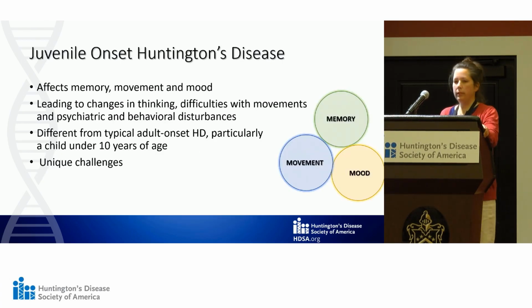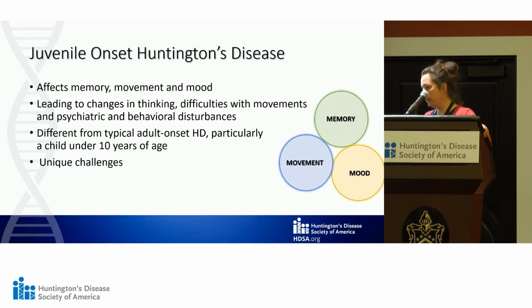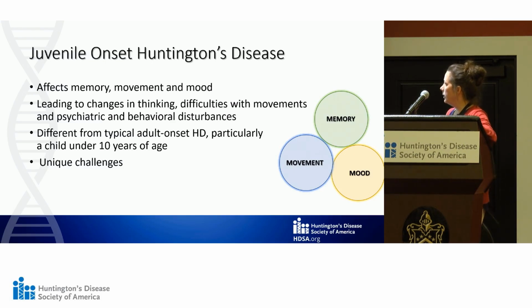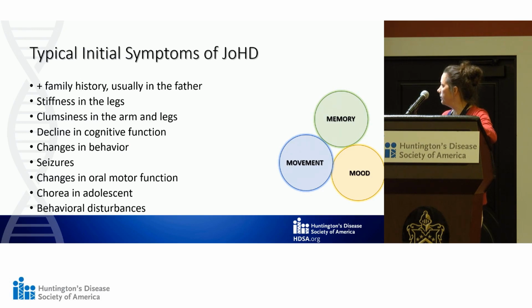So how does juvenile onset Huntington's disease affect our kiddos? I like to think about it in three main categories: memory, mood, and movement. Those are the three main categories that it affects, just like adults. But uniquely, you get these effects: memory leads to changes in thinking, difficulty with movements, psychiatric behavioral disturbances, very different than typical onset HD, and particularly in children under the age of 10 who are affected by this disease. But it has its unique challenges.